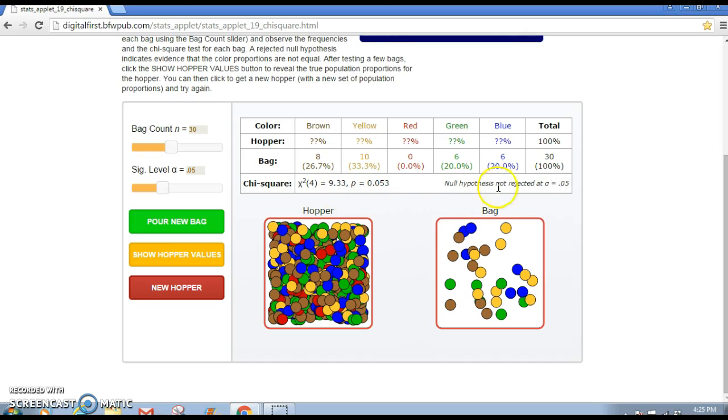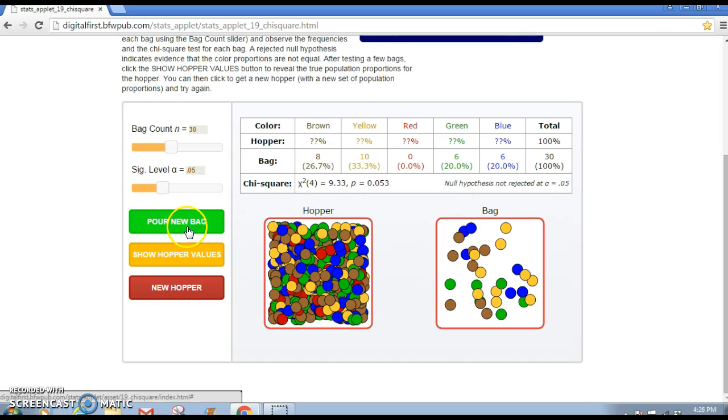Now, over here is your decision. Since your p-value is larger than the significance level, then we fail to reject our null hypothesis, and we say that there's insufficient evidence to support the claim that all 5 colors are not represented equally. So we're not saying that all 5 colors are represented equally. We're just saying that there's not enough evidence to say they're not represented equally.